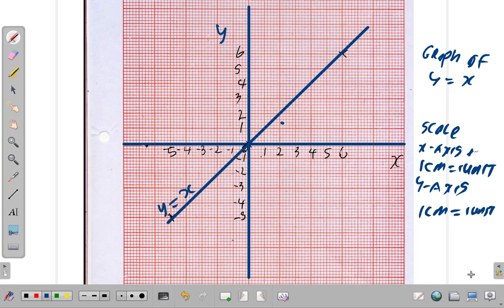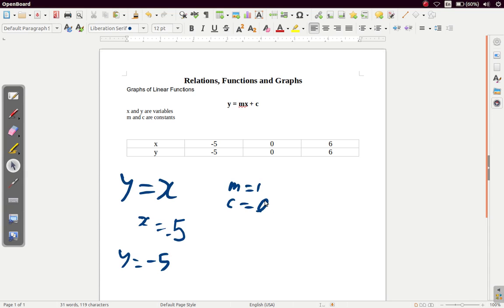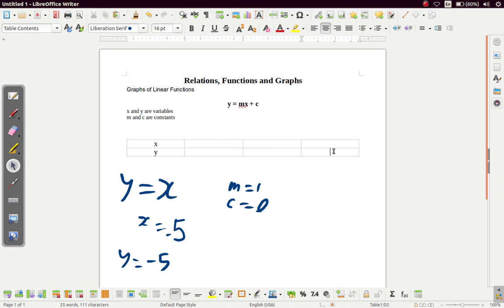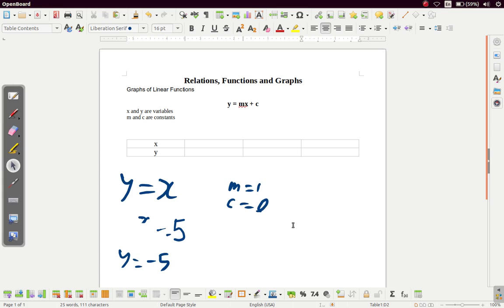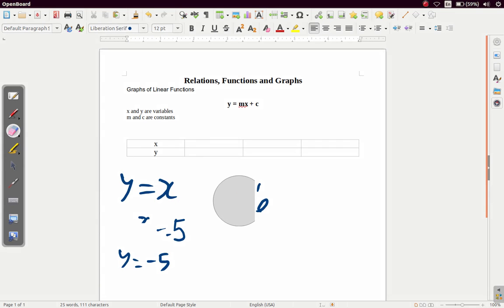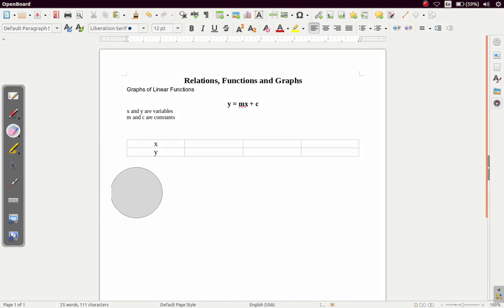Now let's put another graph there. We can just erase these. I want another graph. Suppose, let me get a larger eraser and erase these. Suppose instead of y equals x, I put the graph of y equals 2x. What would it look like?